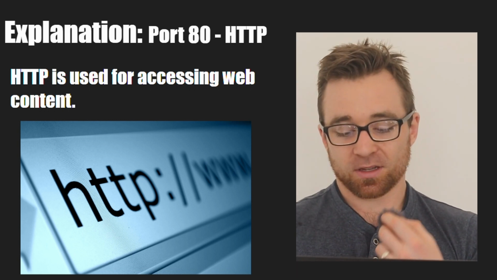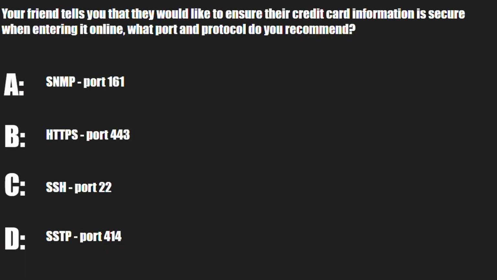With that being said, guys, next practice question. Let's do it. Your friend tells you that they would like to ensure their credit card information is secure when entering it online. What port and protocol should you recommend? A, SNMP on port 161. B, HTTPS on port 443. C, SSH on port 22. Or D, SSTP on port 414.